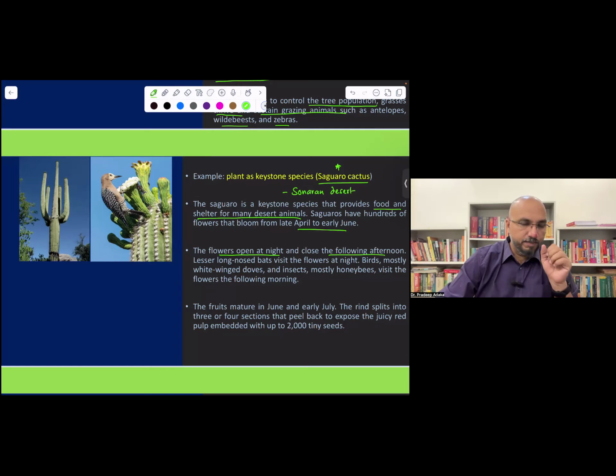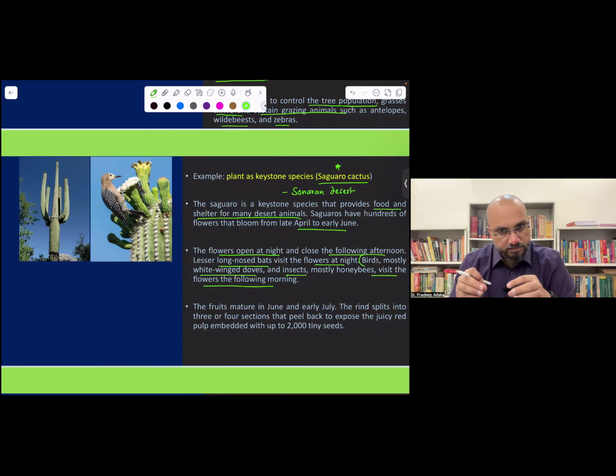So it will provide the nectar for the animals which are nocturnal. So during the night time, long nosed bats, lesser long nosed bats, they visit the flowers at night for the nectar. Birds, mostly white winged doves, and insects, mostly honeybees, they visit the flowers early in the morning. So see, birds, bats, insects, you can see multiple species feeding on the nectar of these flowers.